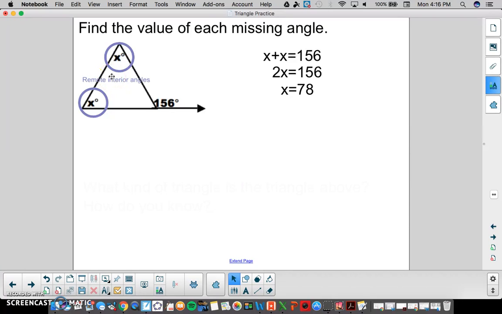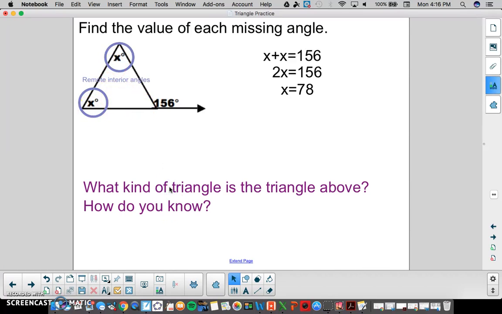Now it said find the value of each missing angle. So we also have that angle that's the interior angle that touches our 156, that is adjacent to it. So if we subtract 156 from 180, we would get that that interior angle is 24 degrees. Now notice if we were to plug in 78, 78, and 24, what type of triangle is the triangle above? And how do you know?